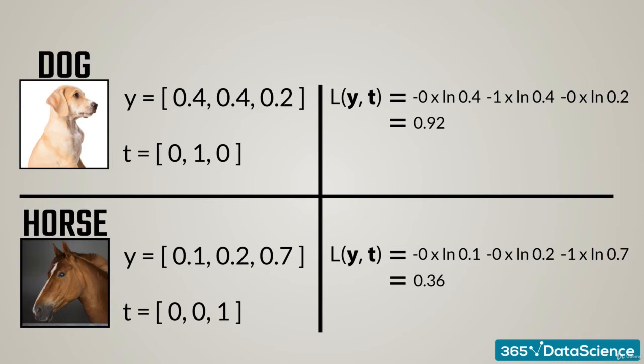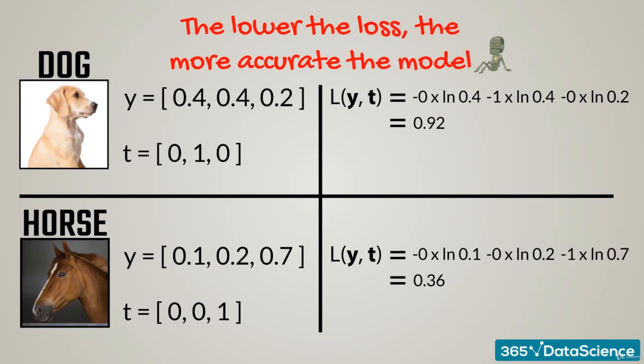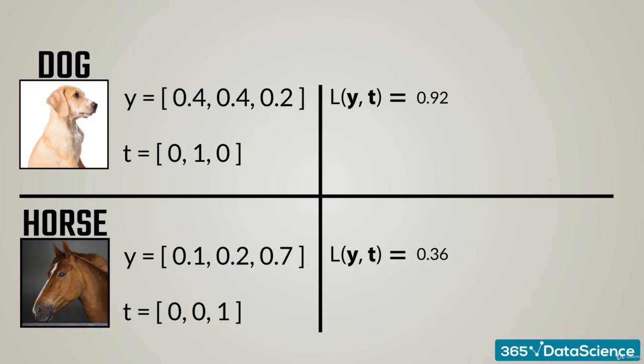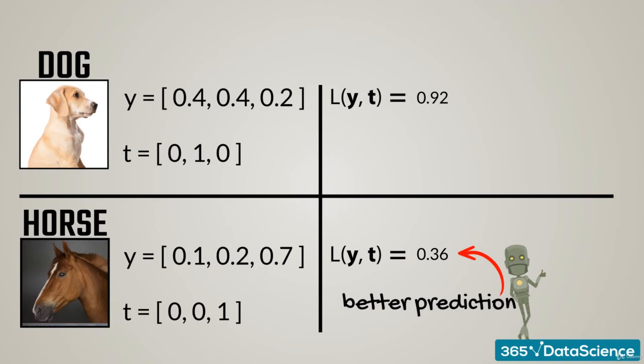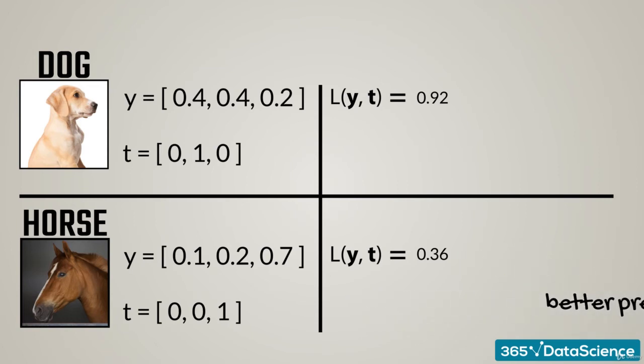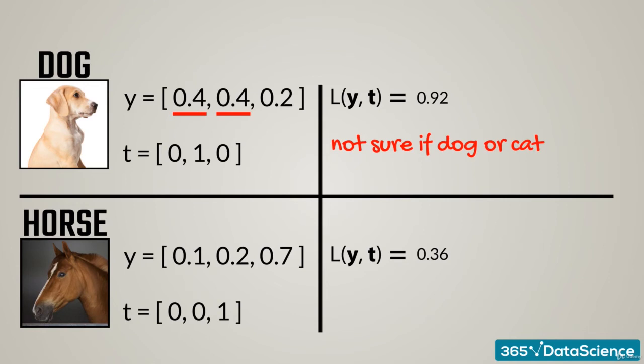As we already know, the lower the loss function, or the cross-entropy in this case, the more accurate the model. So, what's the meaning of these two cross-entropies? They show the second loss is lower, therefore, its prediction is superior. This is what we expected. For the first image, the model was not sure if the photo was of a dog or a cat. There was an equal 40% probability for both options. We can oppose this to the second photo, where the model was 70% sure it was a horse. Thus, the cross-entropy was lower.